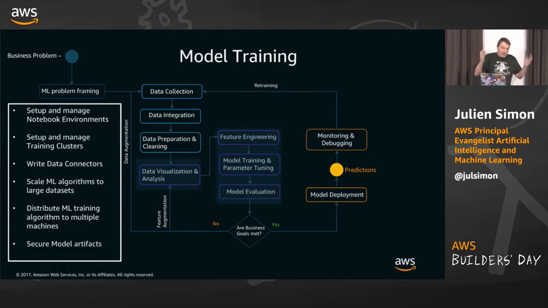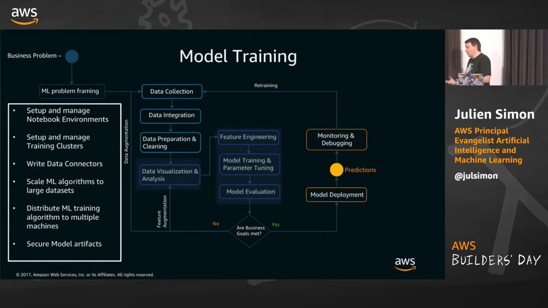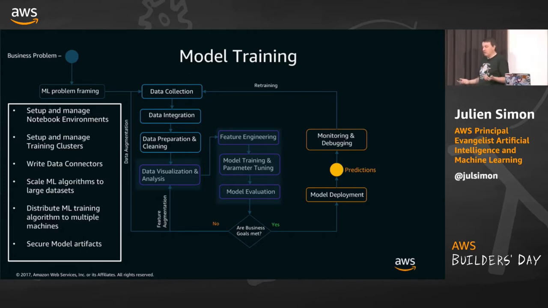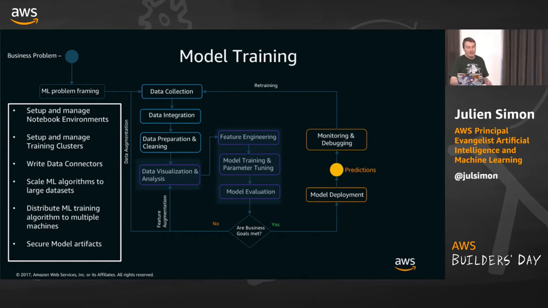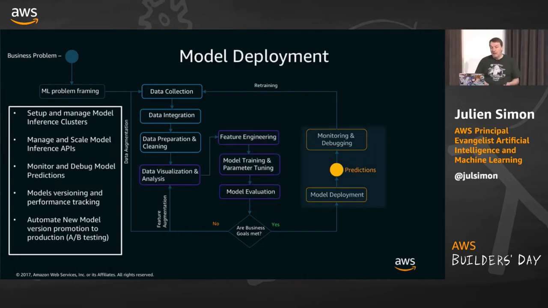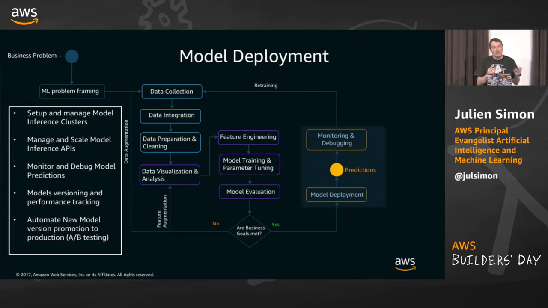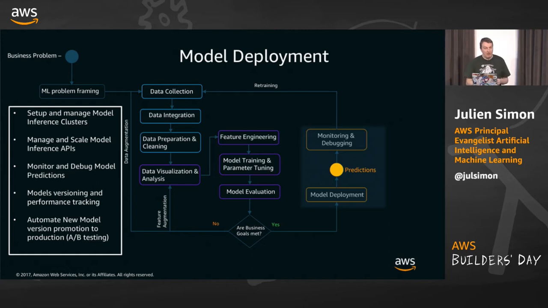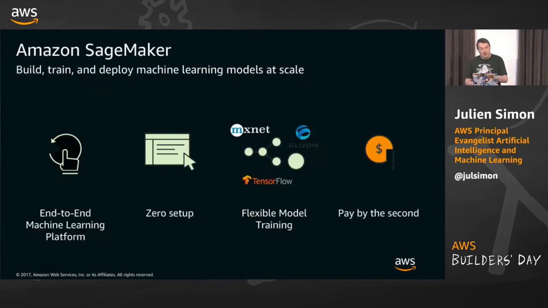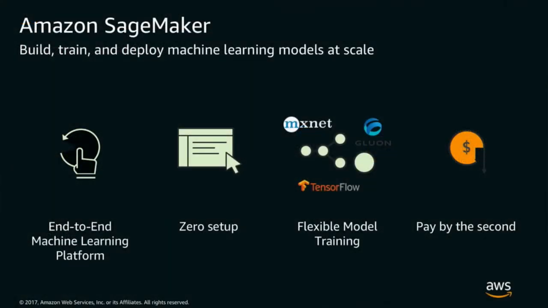So if we had a single environment where all these people could actually work and collaborate using the same tools and same technologies, probably it would make everyone's life easier, right? And deployment, it's mostly about infrastructure. Again, if we could seamlessly transition from the training environment to the prediction environment, hopefully we would save a lot of problems, right? So this is exactly the kind of issues that SageMaker is solving for all of you.